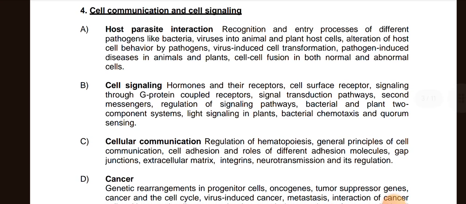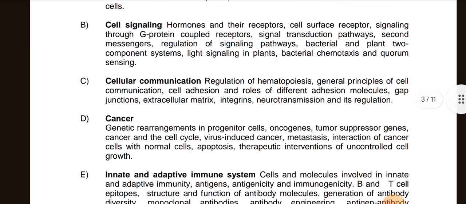The first subunit is host parasite interaction. And next here we will be discussing the viruses in animal and plant host cells, alteration of host cell behaviors, cell fusion, and pathogen induced diseases in animals and plants. Next subunit in the fourth unit is cell signaling.